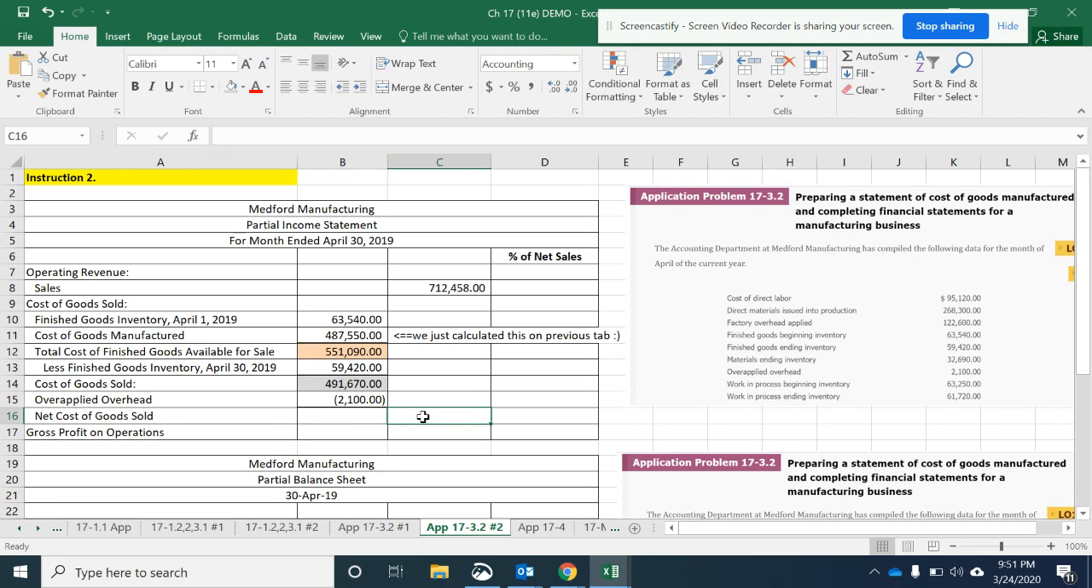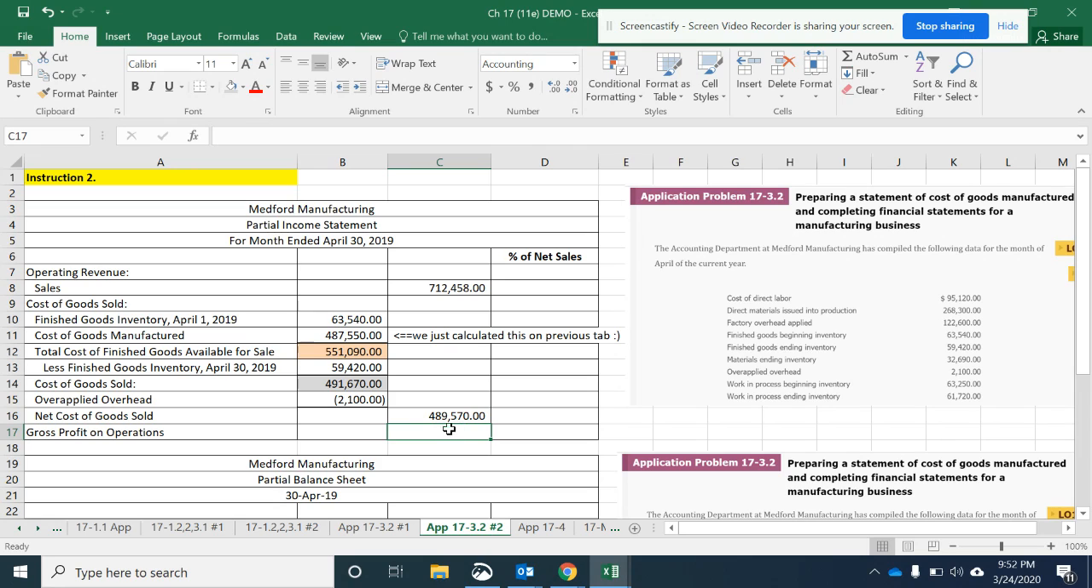And then that is going to go over here. So we can simply do a plus the applied overhead because that has to be indicated as a negative because it is a negative. It's not a positive number. It's taking away from our total profit. And so then we've got gross profit on operations.